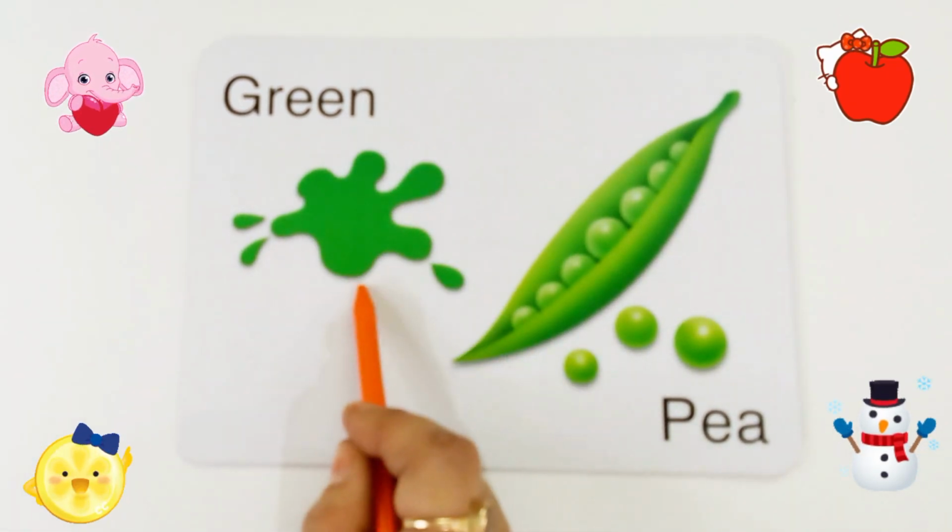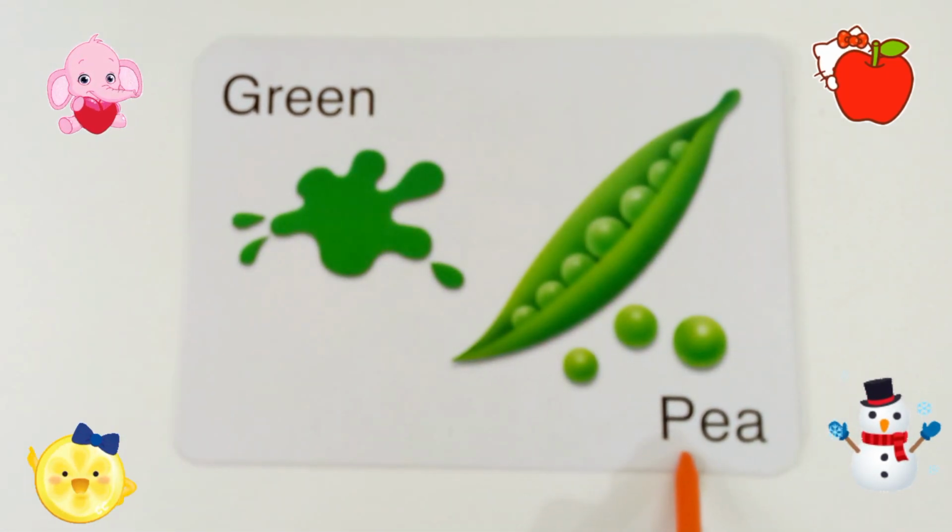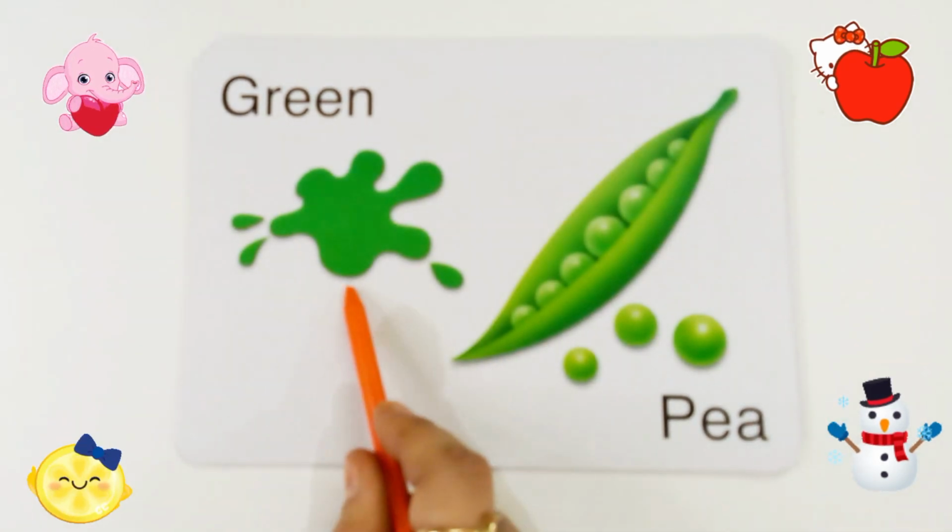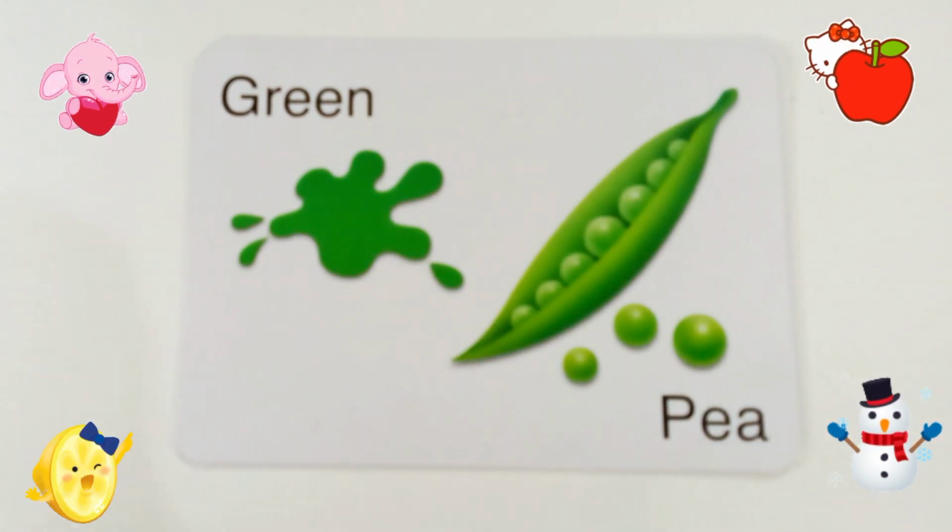This is green color. G-R-E-E-N, green. And the example is pea. P-E-A, pea. Green color, green pea.